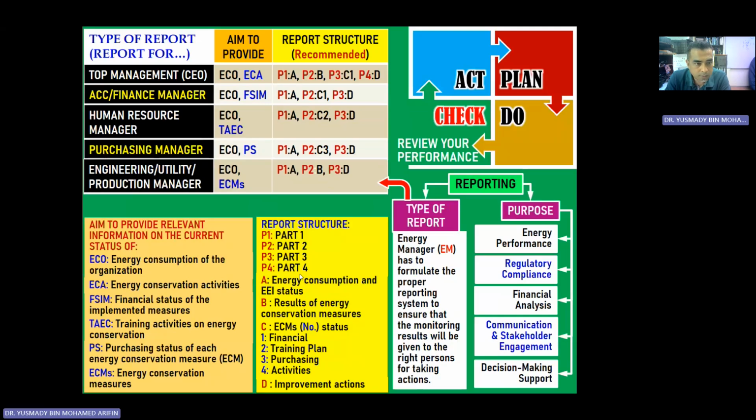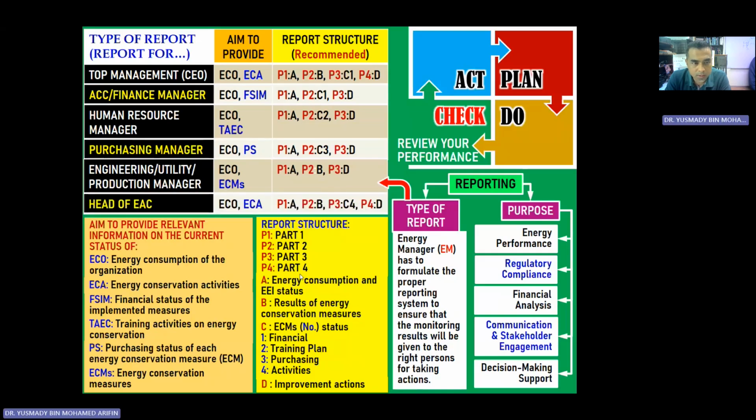And we have the report for the energy engineering, utility or production manager. The aim of the report is to provide information in terms of ECO, energy consumption of the organization, and also ECMS, which refers to the energy conservation measures. So the report will consist of three parts. Part number 1 involves item A, energy consumption and also EEI status. Part number 2 involves item B, result of energy conservation measures, and part number 3 involves item D, improvement action.